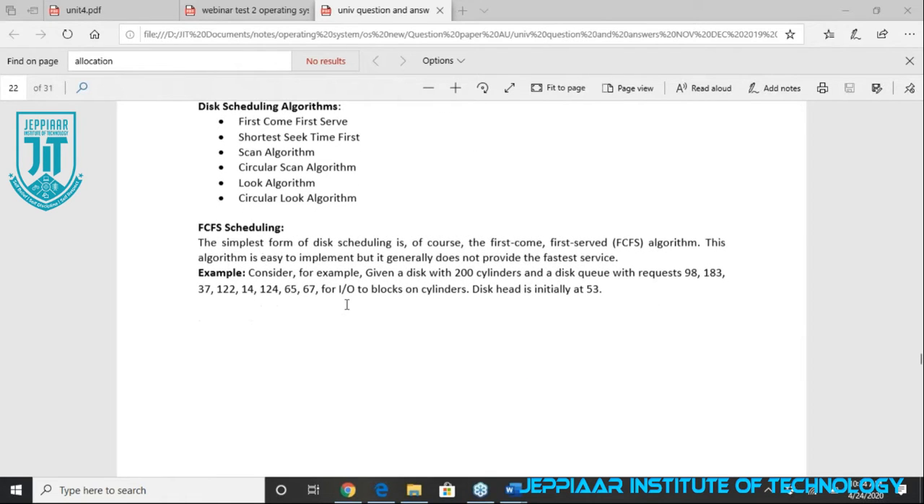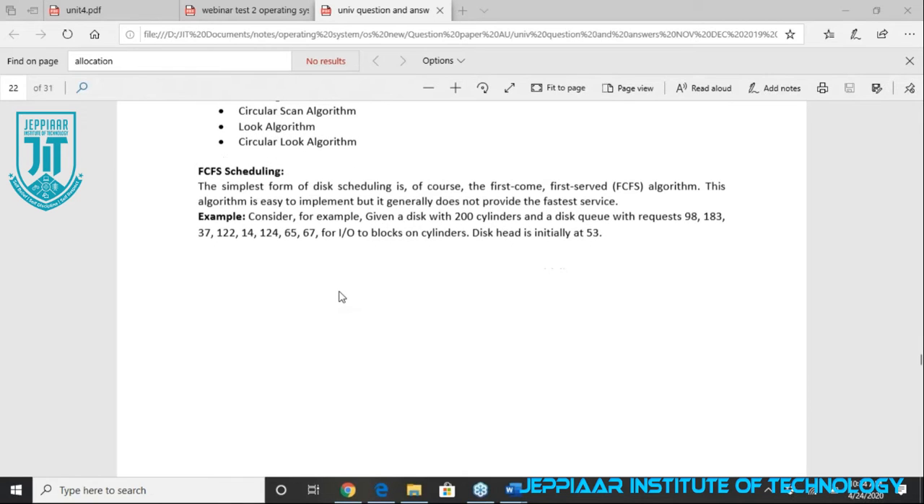The first one, FCFS scheduling algorithm. It is the simplest form of scheduling algorithm, and it is easy to implement. How does it work? The request which comes first is served first. We have already seen how to go for page replacement in memory, in the third unit. Similar to that, here it is a disk scheduling algorithm.